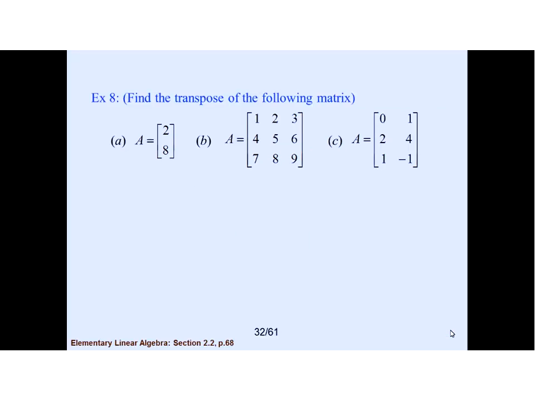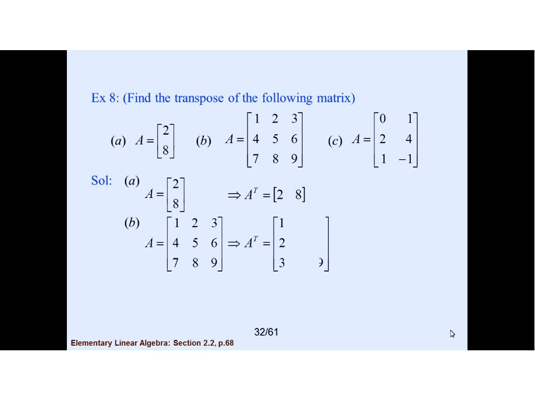Now I can find the transpose of the second matrix. If we have this matrix 1 2 3, 4 5 6, 7 8 9, and I want to find its transpose, then I convert rows into columns. So the first row becomes the first column. This is the transpose of the matrix 1 2 3, 4 5 6, 7 8 9.